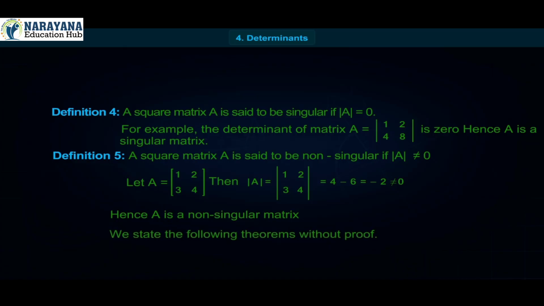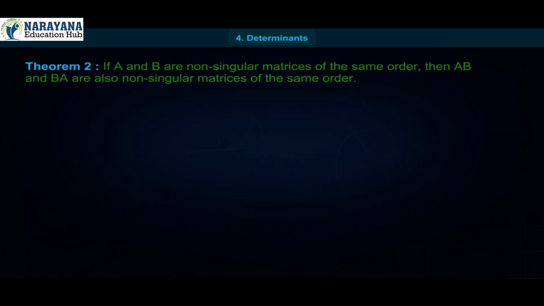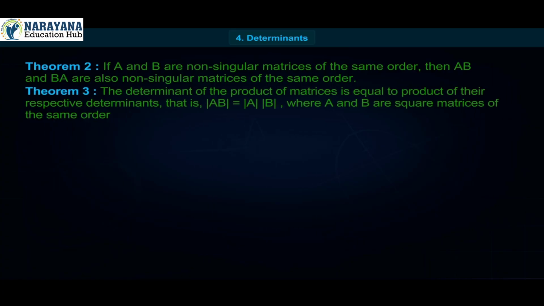We state the following theorems without proof. Theorem 2. If A and B are non-singular matrices of the same order, then AB and BA are also non-singular matrices of the same order. Theorem 3. The determinant of the product of matrices is equal to the product of their respective determinants. That is, determinant of AB is equal to determinant of A times determinant of B, where A and B are square matrices of the same order.